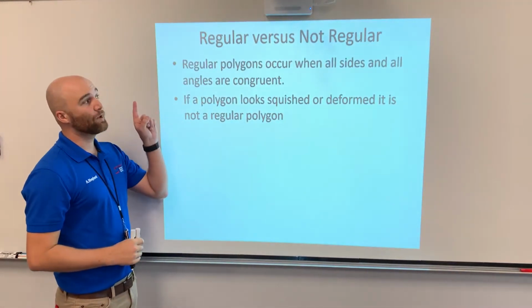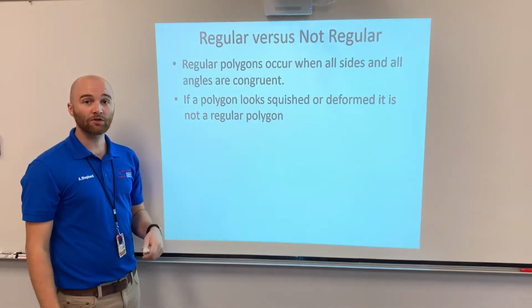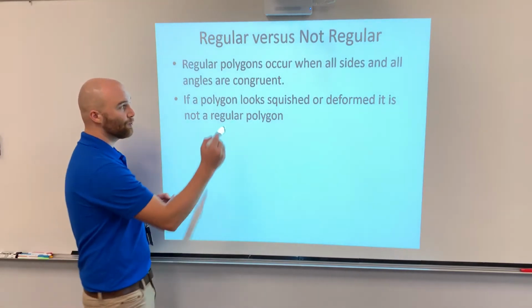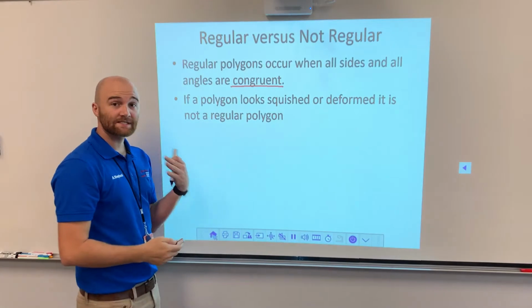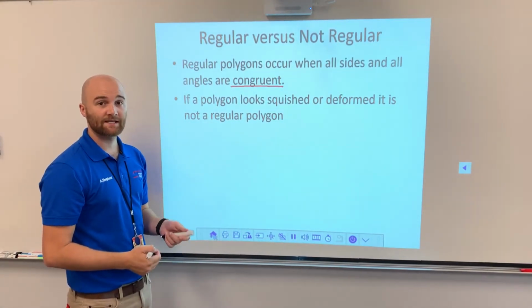Today we're going to be talking about what a regular polygon is. To be regular means that all of the sides are congruent. But if you don't know what the word congruent means, we can replace this word and say equal. They're the same size and the same shape. Congruent means the same size and the same shape.